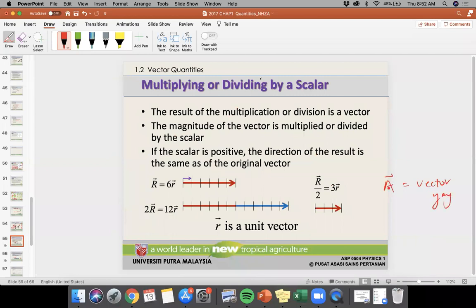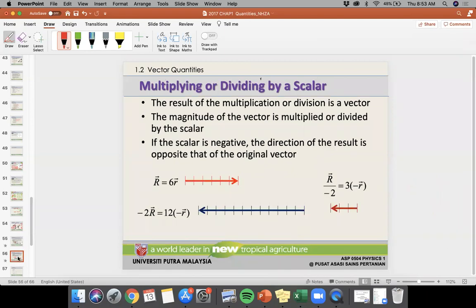Yay. 2A is still a vector. Okay, the magnitude of the vector is multiplied by the scalar. It becomes a vector. If the scalar is positive, the direction of the result is the same as the original vector, which means that if R is going to the right, multiplying it by a positive number makes a vector that is also going to the right. And if you multiply it by a negative number, it's going in the opposite direction. Okay, that's pretty straightforward, I think.